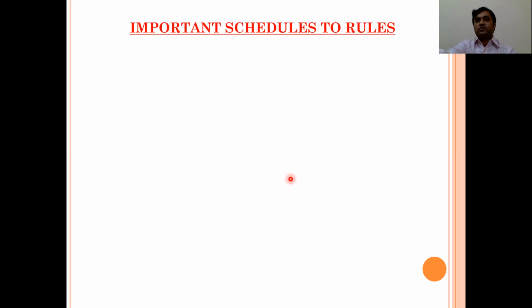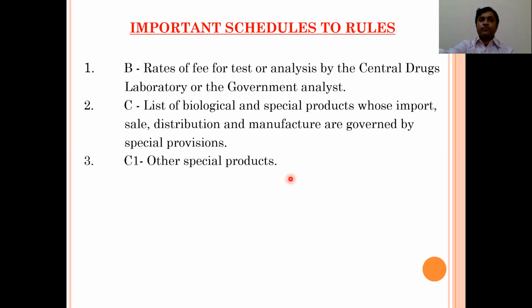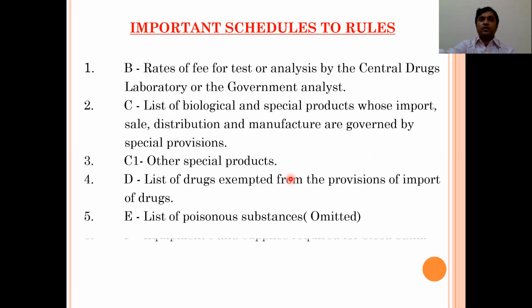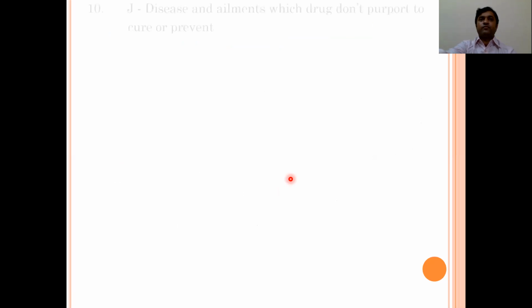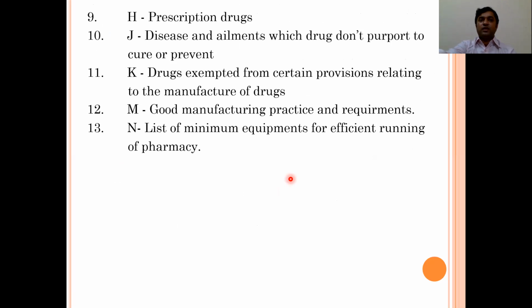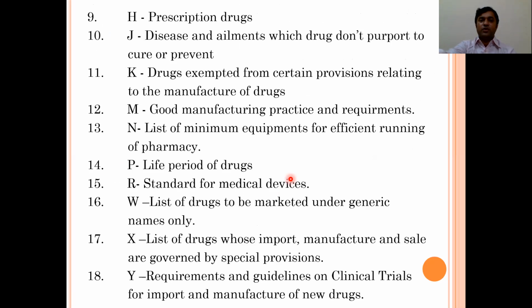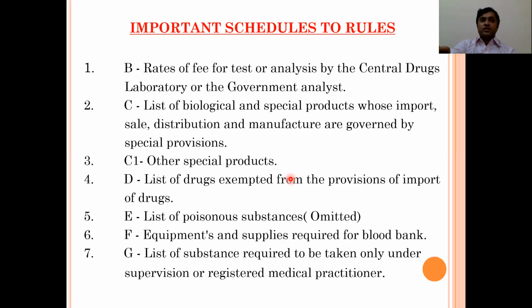There are many important schedules to the rules for drugs and cosmetics: B, C and C1, D, E, F, G, H, J, K, M, N, P, R, W, X, Y. These are all schedules. Among them, the important ones are C and C1, the list of biological and special products whose import, sale, manufacture and distribution are governed by special provisions.